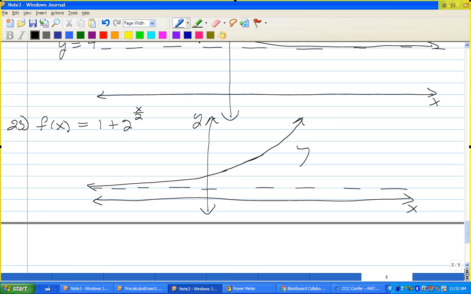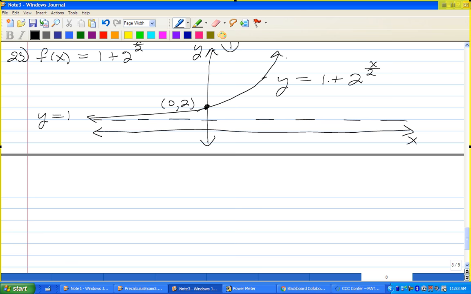Exaggerating a little bit, but y should grow a little faster than that. Okay. And so this is a graph of y equaling 1 plus 2 to the x over 2. So the asymptote is y equals 1. As x goes to negative infinity, y approaches 1. When x is 0, 0 divided by 2 is 0. 2 to the 0 is 1, plus 1 is 2. Okay.